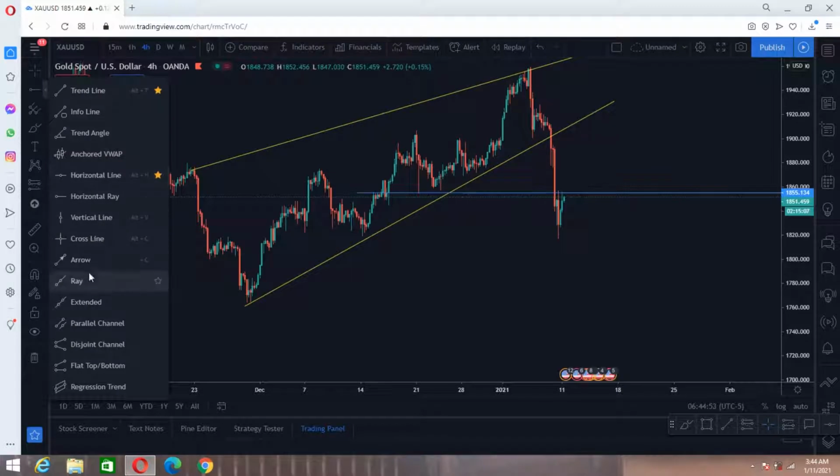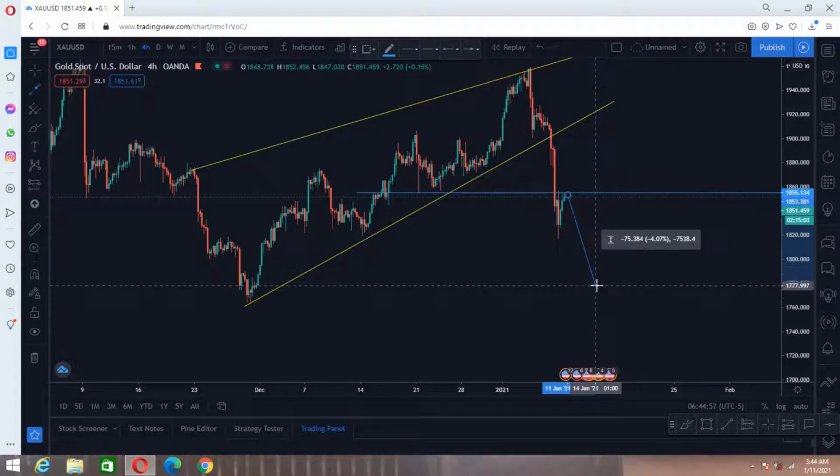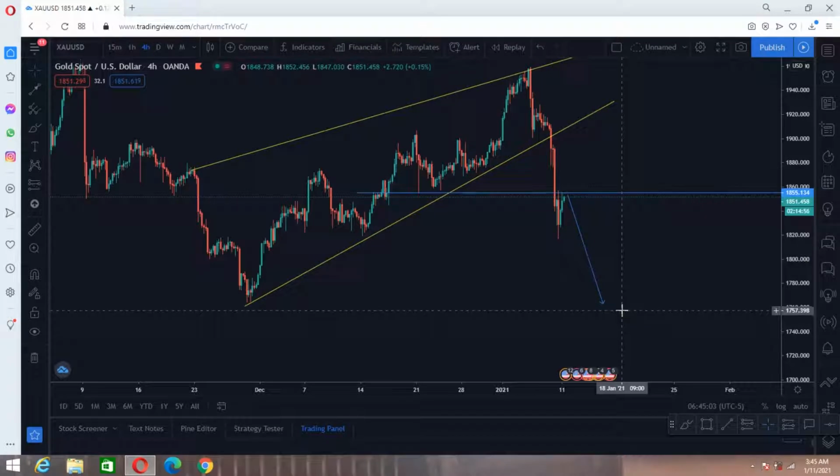So this is what I'm seeing on gold. This obviously is our first target. Our second target is going to be down there, that I showed, that I analyzed on the daily time frame. So this is what I'm expecting for gold.